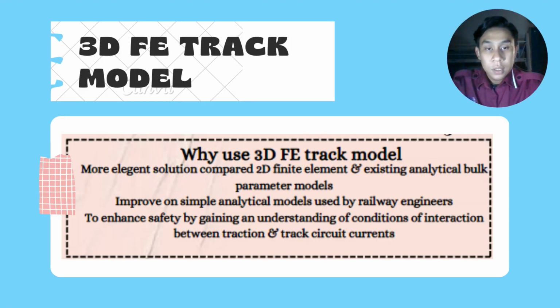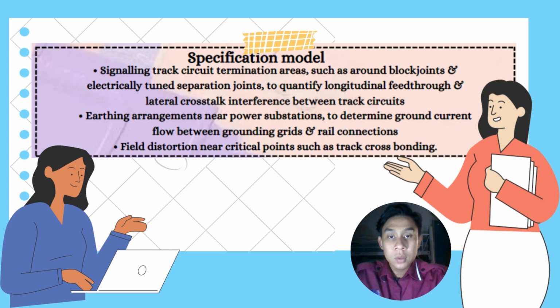Why use 3D finite track model? There are three reasons. The first reason is 3D finite element is a more elegant solution compared to 2D finite element. The second reason is to improve on the simple analytical model used by railway engineers. The last reason is to enhance safety and gain an understanding of the condition of interaction between traction and track circuit current. And now I will present about the specification model.